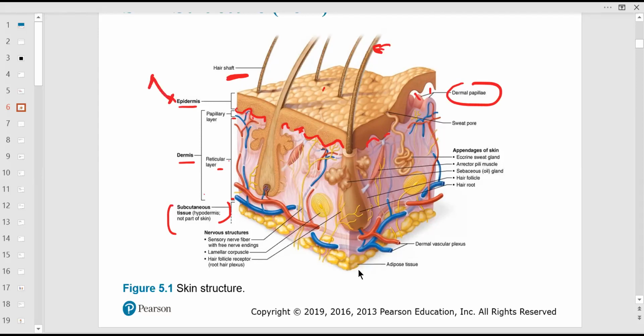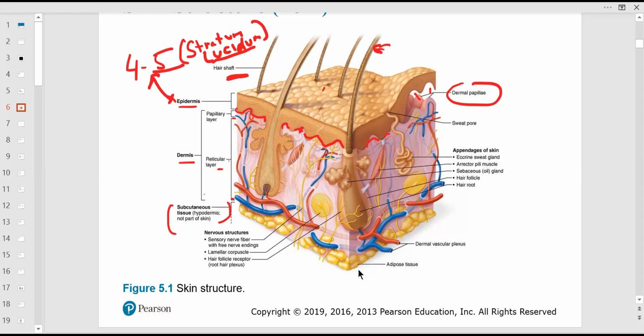Now the epidermis has 4 to 5 layers, depending on thick or thin skin. Thick skin has 5 layers, and what separates it is, now we're going to talk about strata, the stratum lucidum. It is an extra layer, and it's called the stratum lucidum.